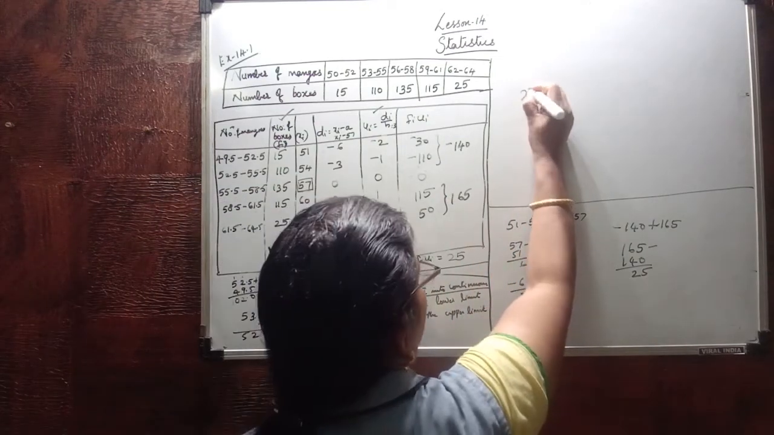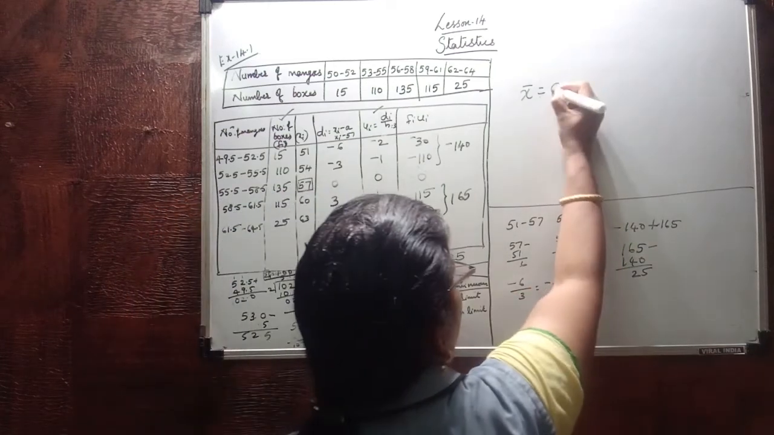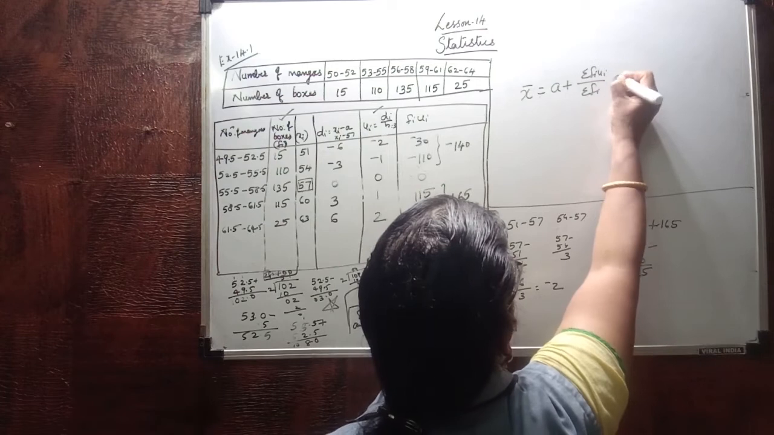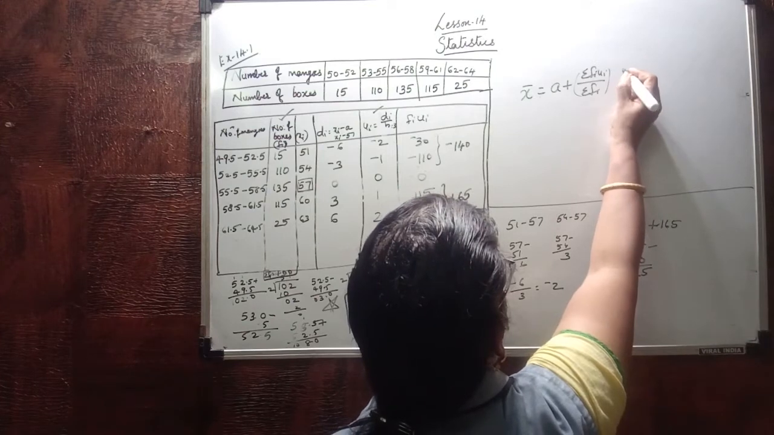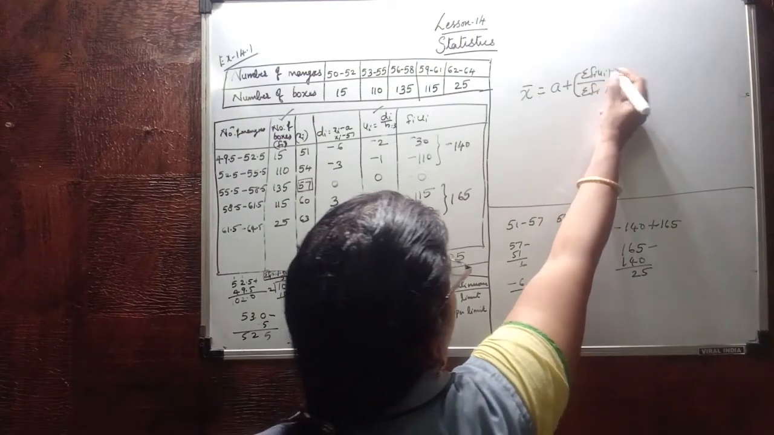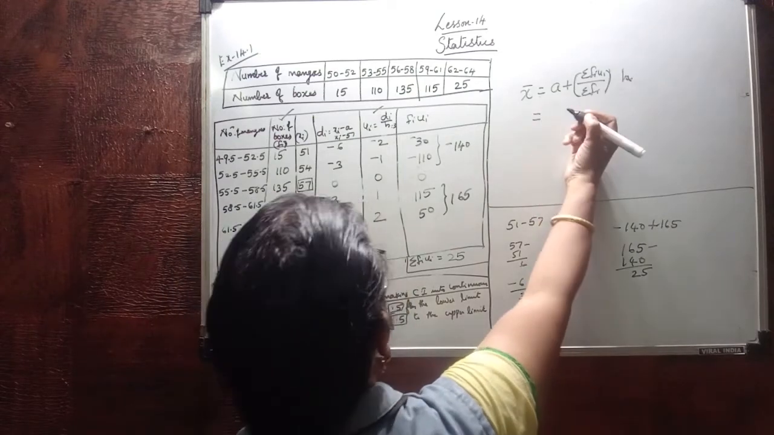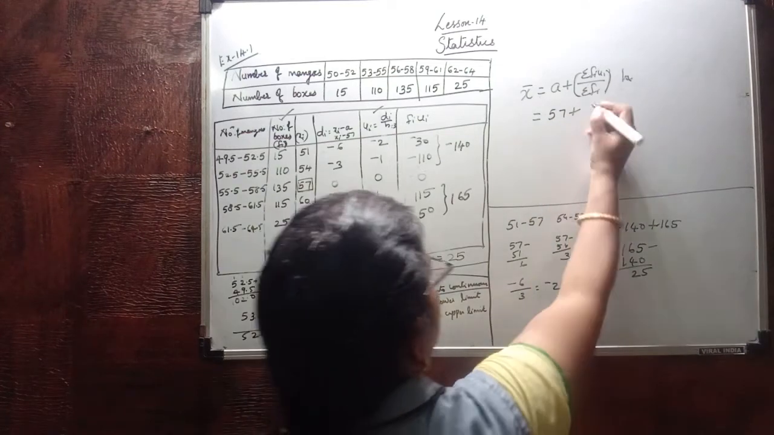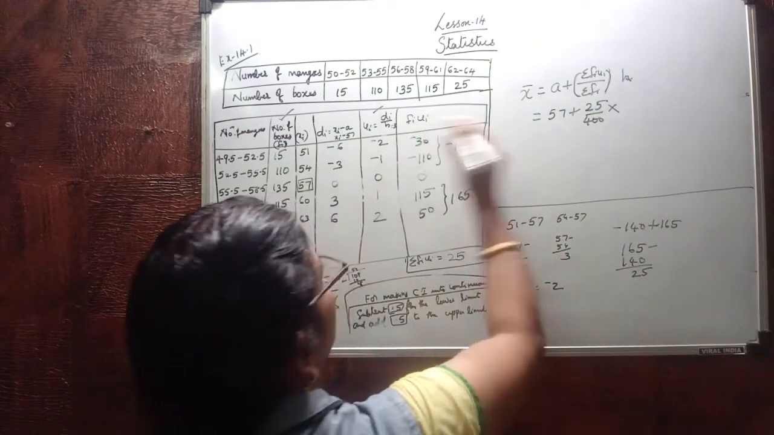Now x bar equals, by the step deviation method, the formula is a plus sigma fi ui divided by sigma fi, into h. This is together. Not putting the 'into' also is no problem; bracket means it is into. So into h. This means h is needed only for this part, not for a. So here a is equal to 57 plus sigma fi ui is 25 by sigma fi is 400 into h, h is equal to 3, you got.